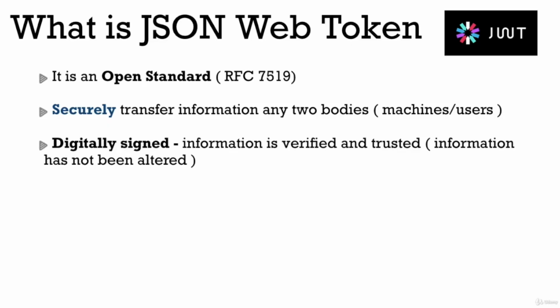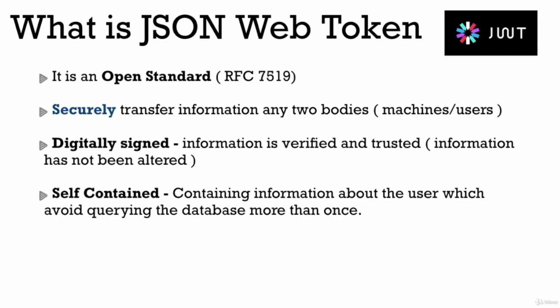It is digitally signed. When we say digitally signed, that means it will always verify that the information we are sending is secured and has not been changed or altered when it reaches its destination. And this JSON Web Token is also self-contained.